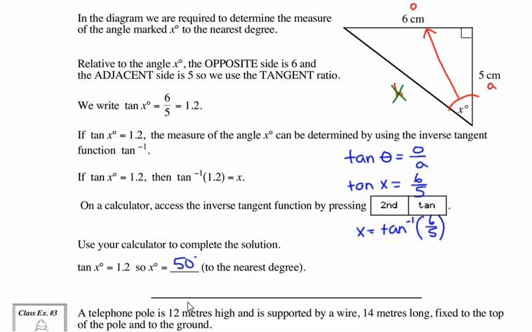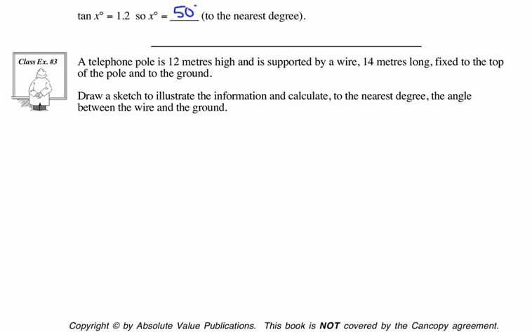So let's look at an example. A telephone pole is 12 meters high. It is supported by a wire. Okay, so there's a wire. Remember, all of these are right triangles. And the wire is 14 meters long, fixed to the top of the pole and to the ground. Draw a sketch and then calculate to the nearest degree the angle between the wire and the ground, which is also called our angle of elevation.